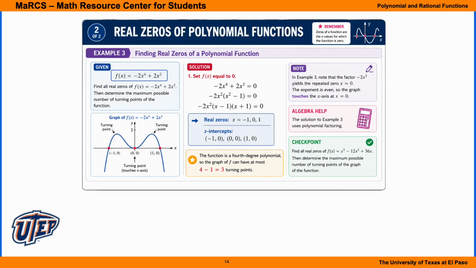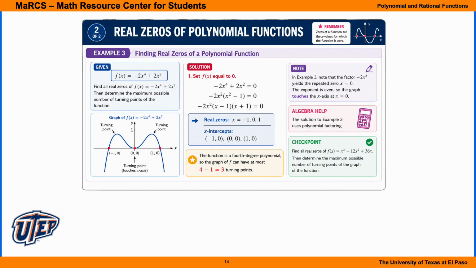Now we see that x squared minus 1 is the difference of squares. That means that we can factor the x squared minus 1 further into x minus 1 times x plus 1. So now that we have the term negative 2x squared times x minus 1 times x plus 1, we can set each of these individual parts equal to 0.